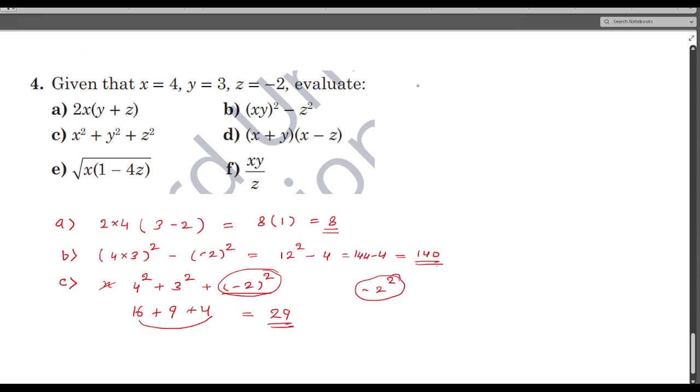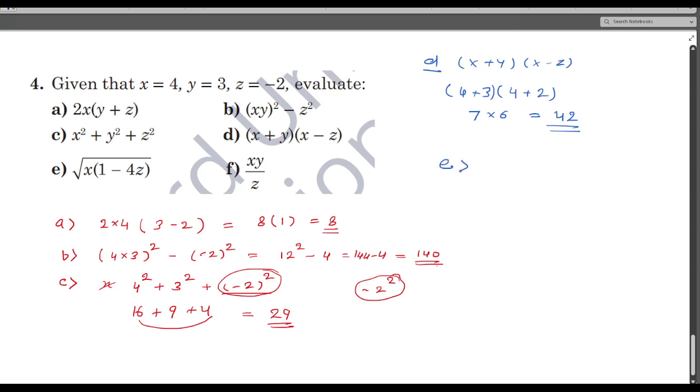Now D. Your D is x plus y times x minus z. x plus y means 4 plus 3. x minus z means 4 minus of minus 2, which is 4 plus 2. So 4 plus 3 is 7. 4 plus 2 is 6. 7 times 6 is 42.